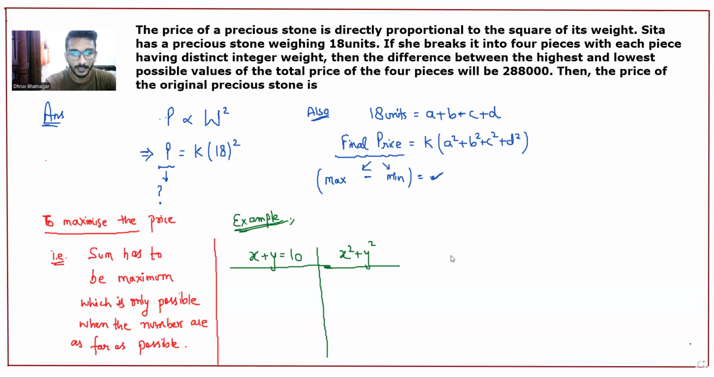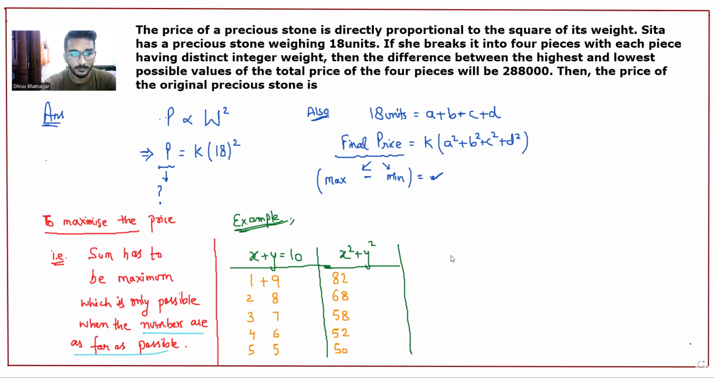So let me take some values. I can take 1 and 9. The square of 1 is 1, 9 is 81. So the sum would be 82. I can take 2 and 8. It would be 64 plus 4, 68. I can take 3 and 7. 49 plus 9, 58. 4 and 6. It is 36 plus 16, 52. And 5 and 5, 25 and 25, 50. So I can see here that the maximum sum is 82.